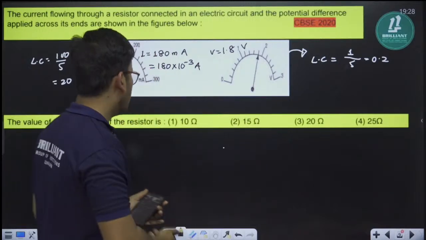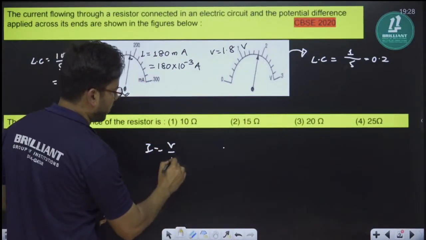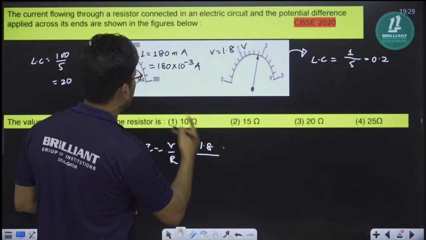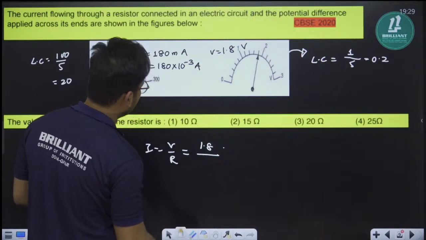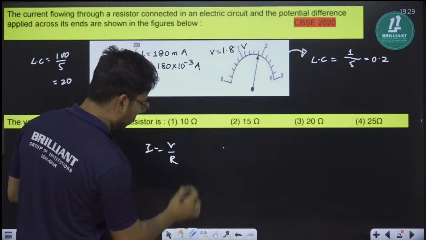Perfect. Now I will find out the current. What's the formula? I is equal to V divided by R. What is the value for V? 1.8. And what is the current value? Before that, I will try figuring out the resistance.